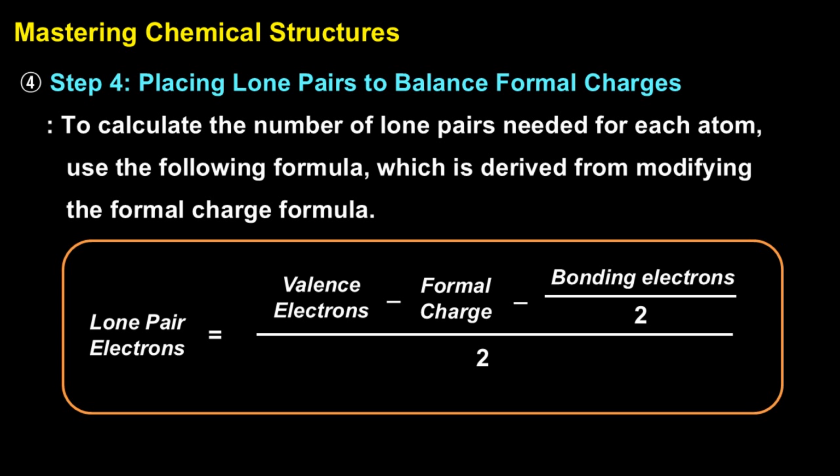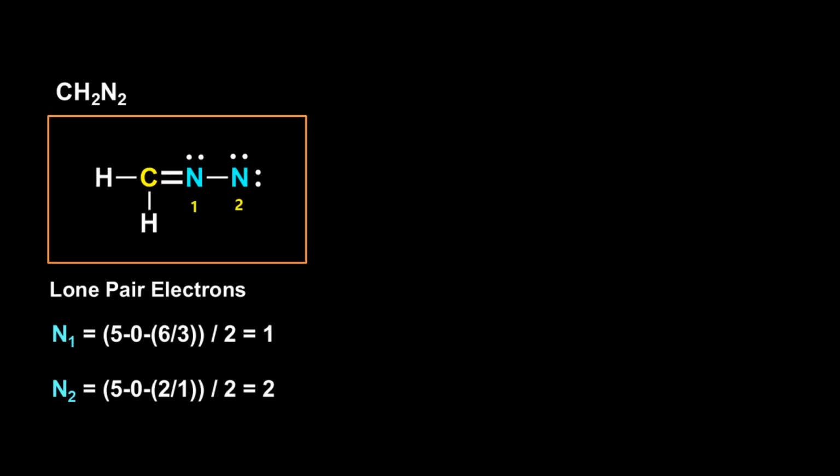First, we start with the number of valence electrons the atom would have in its neutral state. Then we subtract the formal charge, and most of the time, we assume that's 0. Next, we subtract half of the bonding electrons. That gives us the number of electrons left for that atom. And finally, we divide that number by 2, which tells us how many lone pairs we need to add.